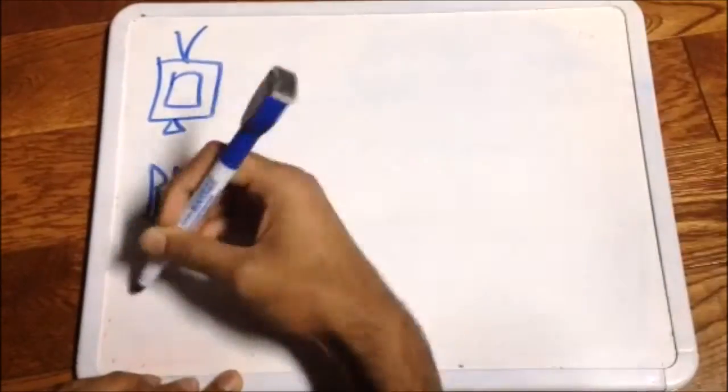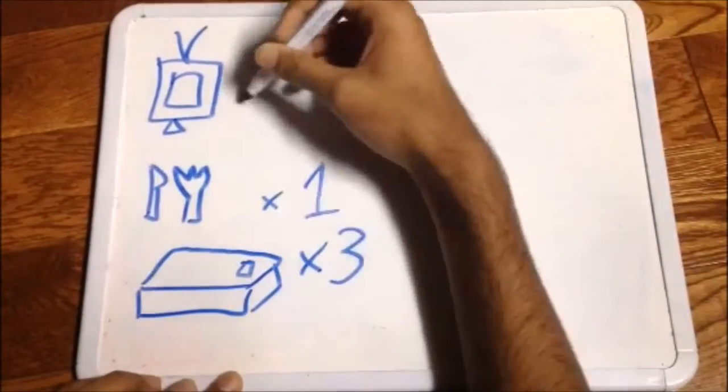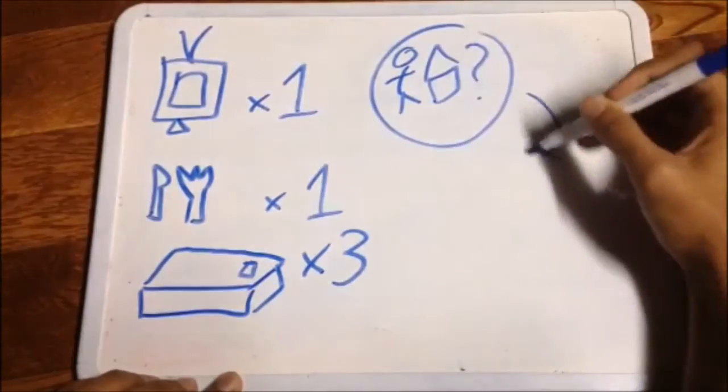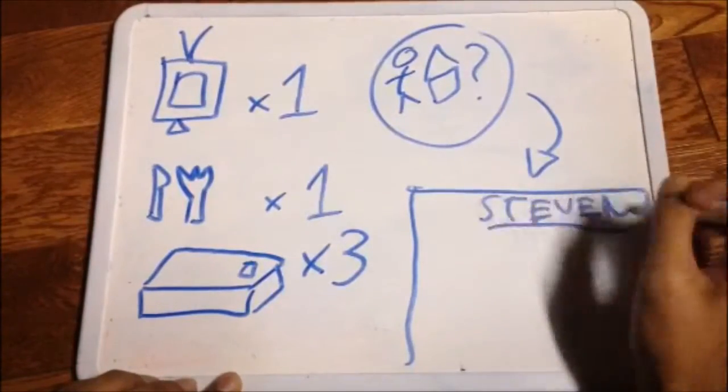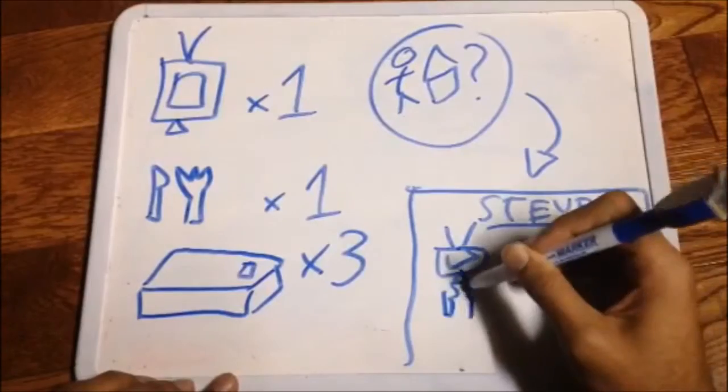For example, Steven's house has one living room, one kitchen, and 3 bedrooms. This means that when you call upon Steven's house object, you will be directed to these values.